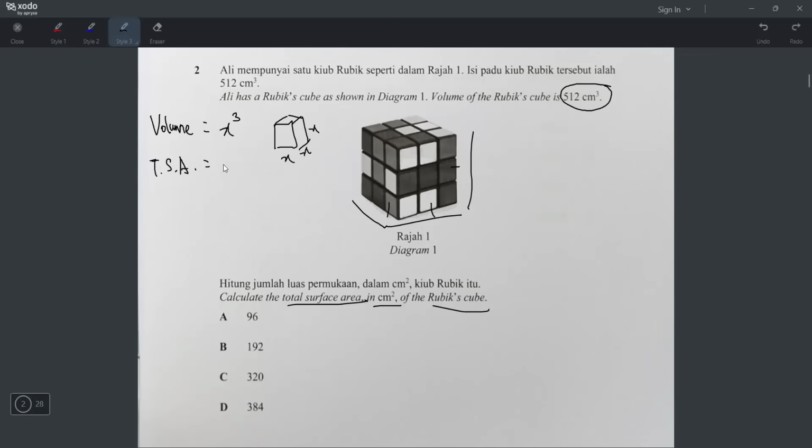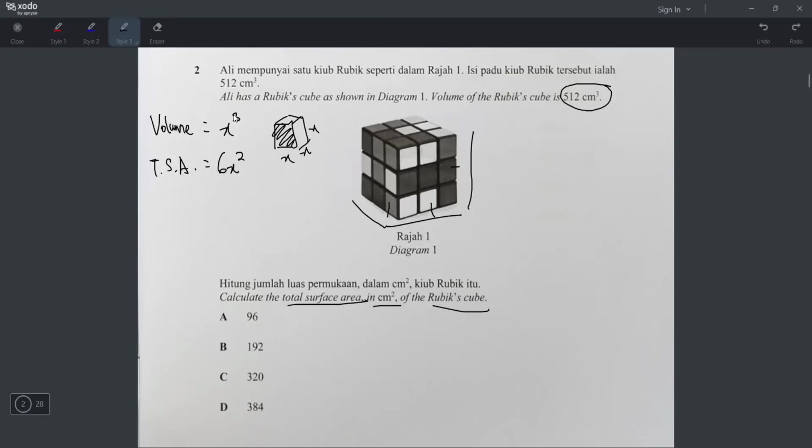Now let's talk about total surface area formula. For cube, the total surface area will be 6x square. Okay, because total surface area means you are finding the area of the surface. So if you find the area of this surface, it's going to be x times x, which is x square. But why you have to times 6 is because there are 6 surfaces. Front, back, top, bottom, left, right. So one surface is x square, but you have 6 surfaces of the same size, so it will be x square times 6. That's why the formula is like this.